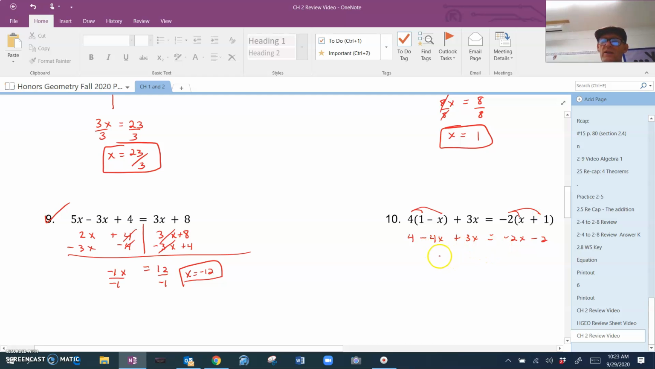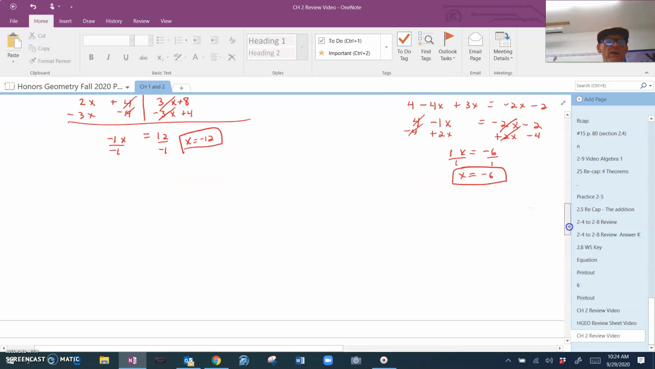Now these two make negative 1x, so we have 4 and then minus 1x equals negative 2x minus 2. Now I will add the 2x, and I'm going to subtract the 4. So the 2x's go away over here, and the negative 4's go away there. So 1x equals negative 2 minus 4, which is negative 6. And we don't have to divide by 1, but just for giggles, we'll do it. And we end up with a negative 6 value for x.